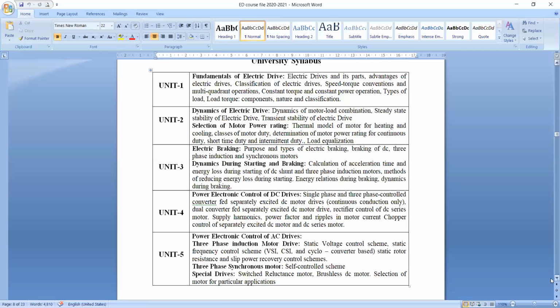So we will be learning about all these things in all 5 units, and first we will be starting with the fundamentals of electrical drives.